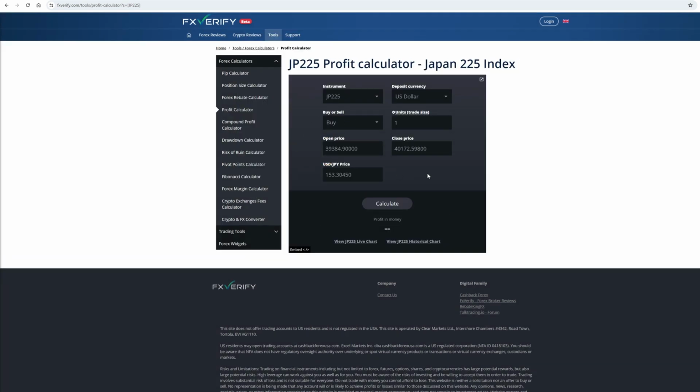So next time you are trading, make sure you do your calculations before you hit the trade button, because the moment you hit the trade button, you are already entering into a risk. So make sure you do that correctly.